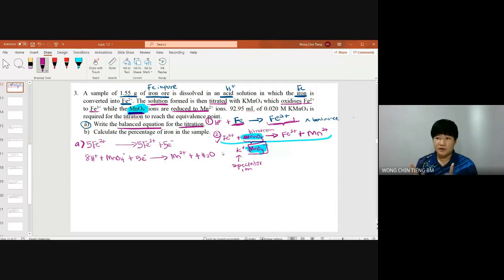Tak nak tanya jawapan akhir sebab saya dah bagi dah jawapan tu. So you should know that. Okay, so if you are getting these 2 correct, then there should be no problem for you to get the balanced equation for the titration.